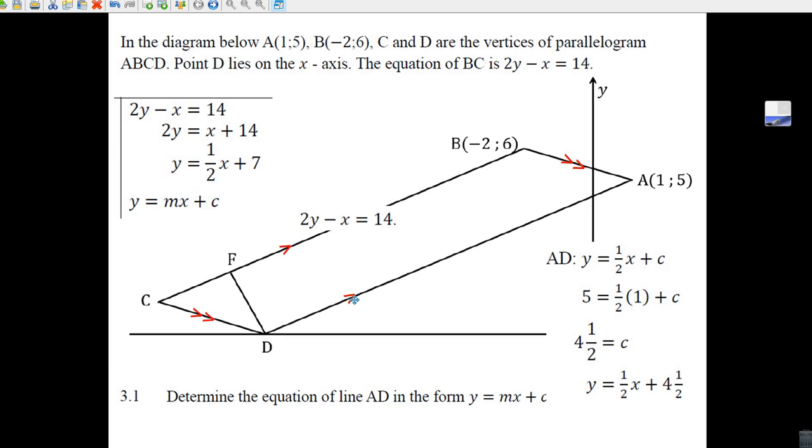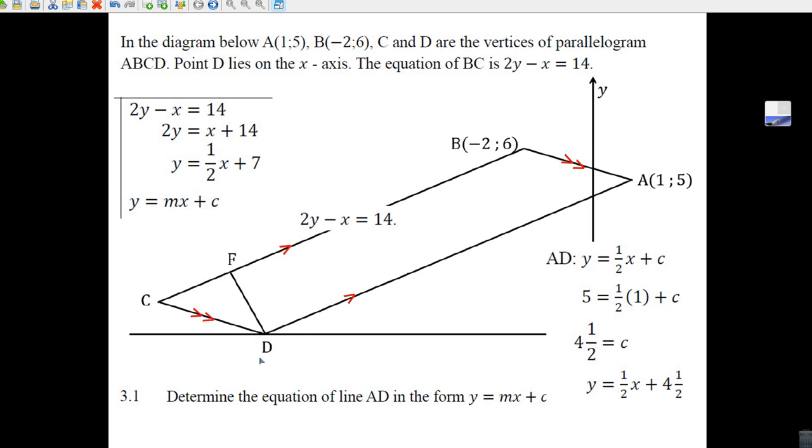So what I did is I put parallel little lines on here so it reminded me what was going on. And point D lies on the x-axis, and the equation of BC is 2y minus x equals 14. That's the equation that passes through BC. Okay. Now, the first question they asked is determine the equation of the line AD.